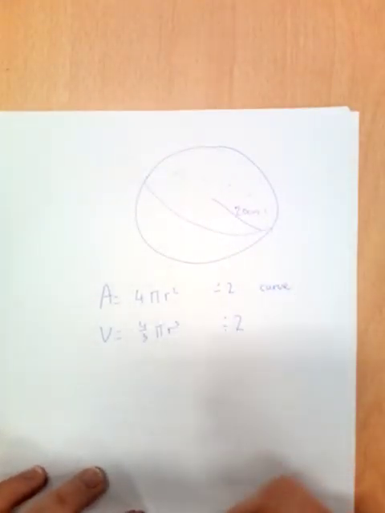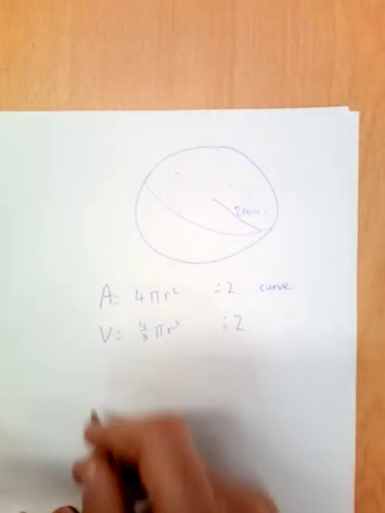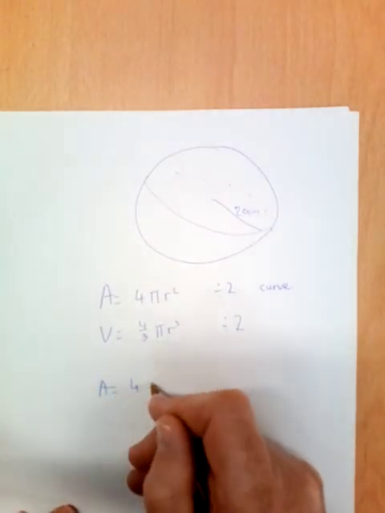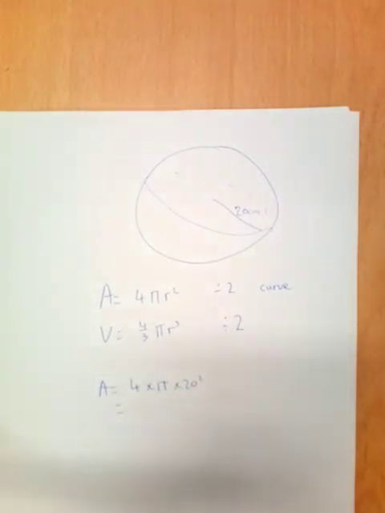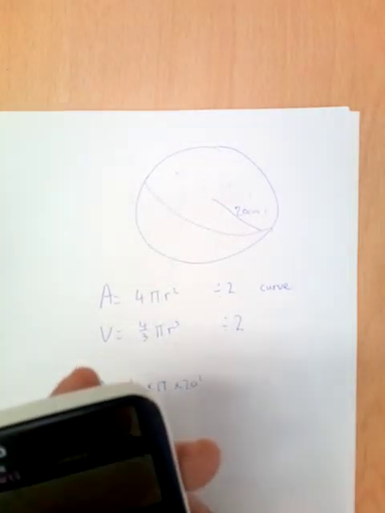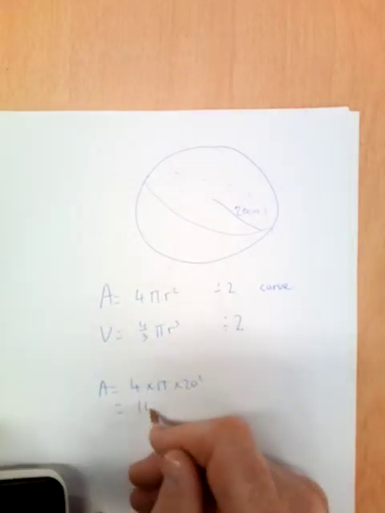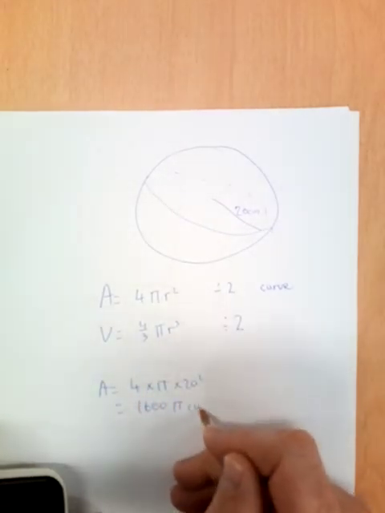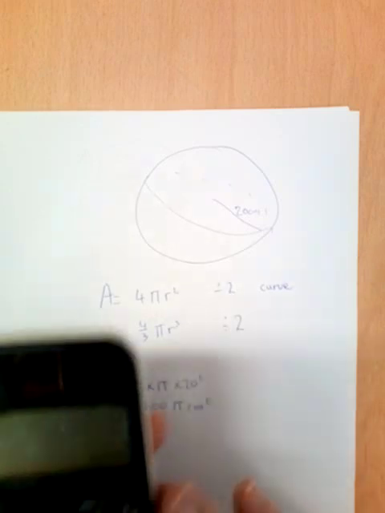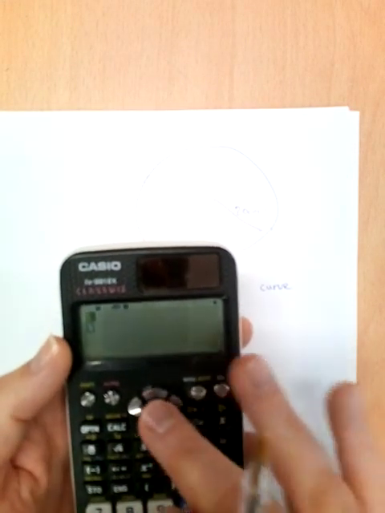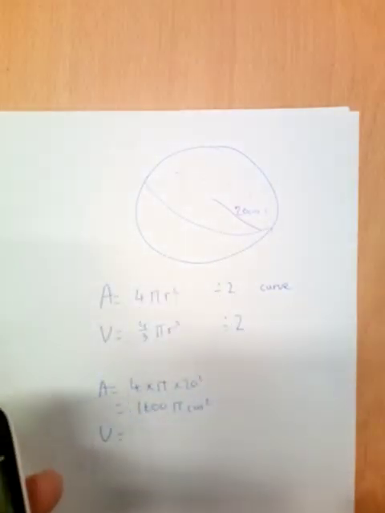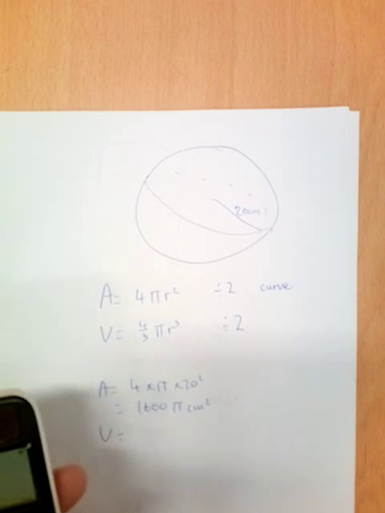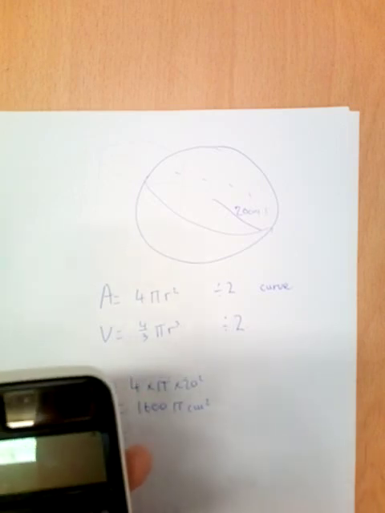But let's try and work this one out just for the full sphere. So the area here is just going to be 4 times pi times 20 squared, which is 4 times 20 squared, 1600 pi centimeters squared. And the volume is going to be 4 over 3 multiplied by pi multiplied by 20 cubed.